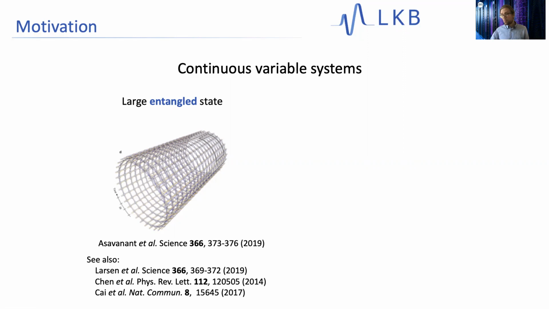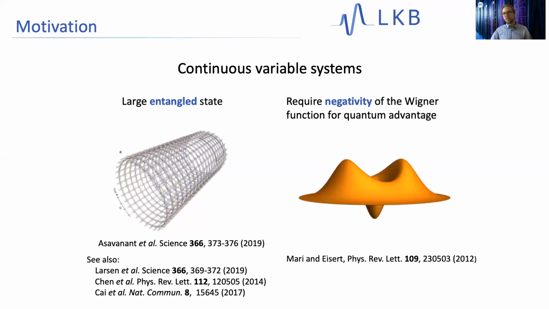So if we want to go beyond and really do quantum information protocols that cannot be simulated on a normal computer, which really have a quantum advantage, what we need is Wigner negativity. Here I show you the Wigner function for a single mode, and you clearly see the negativity by this little bump that appears. This is known to be a necessary ingredient to get a quantum advantage. And so what we try to do in our group is to combine both aspects: to make reasonably large entangled states and induce this Wigner negativity in them.